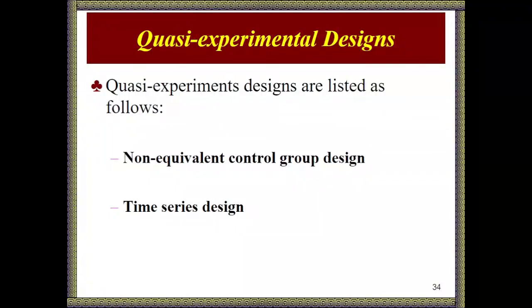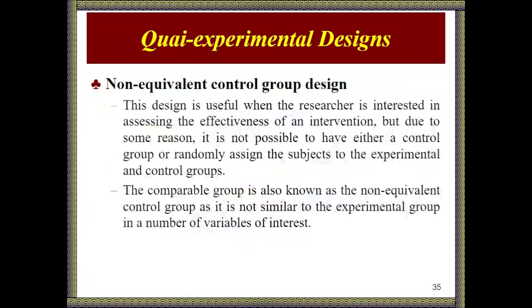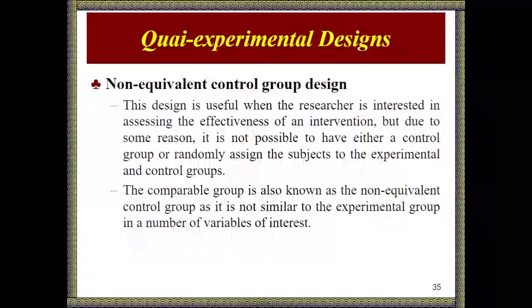Okay, so the quasi experimental designs are non-equivalent control group design and time series design. So these are the quasi experimental types. Okay. Non-equivalent control group design is useful when the researcher is interested in assessing the effectiveness of an intervention, but due to some reason, it is not possible to have control or randomization to assign the subjects to the experimental and control group. Understand? So that is there.